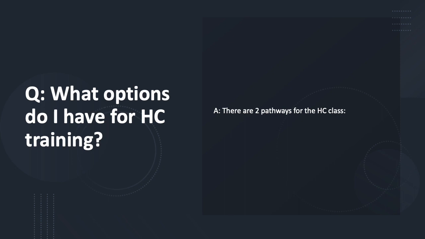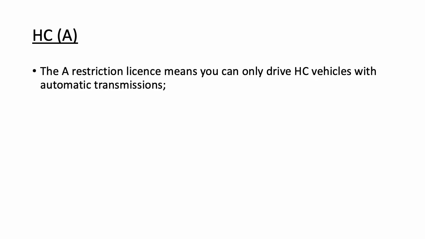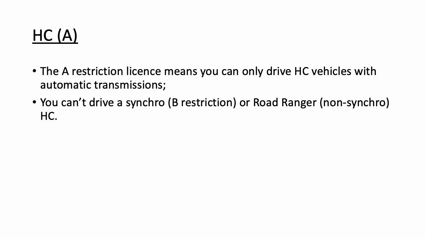What options do I have for HC training? There are generally 2 pathways for HC class training. HCA. The A restriction license means you can only drive HC vehicles with automatic transmissions. You can't drive a synchro with a B restriction or a road ranger non-synchro in the HC.